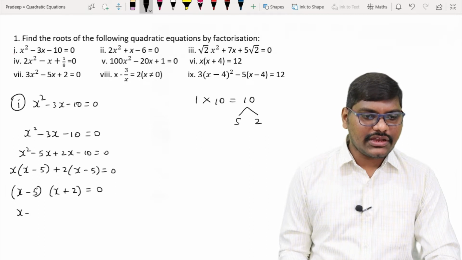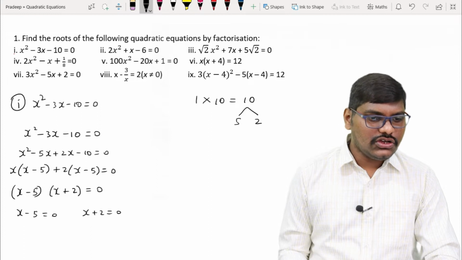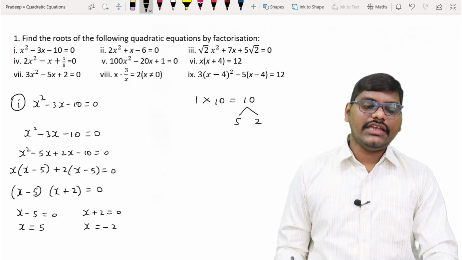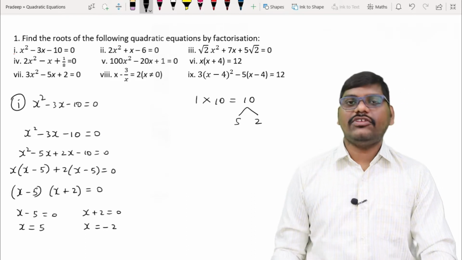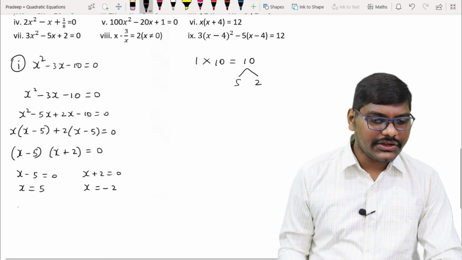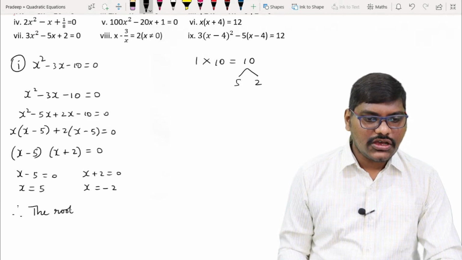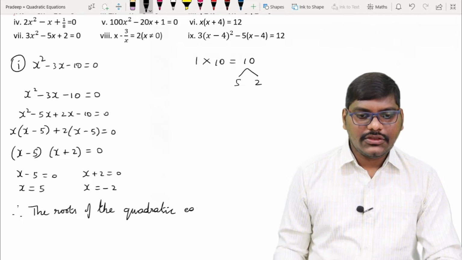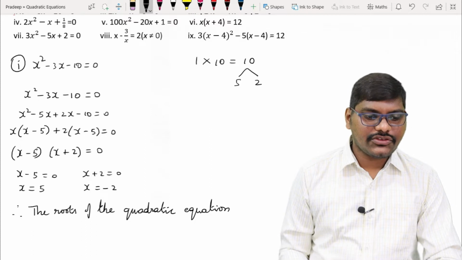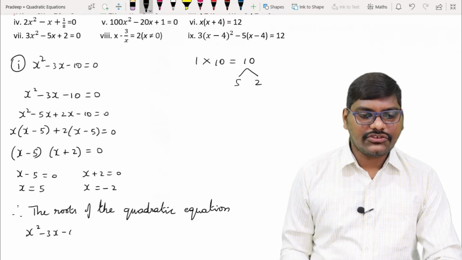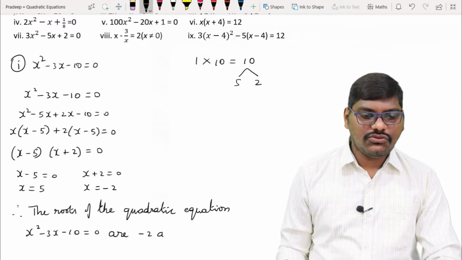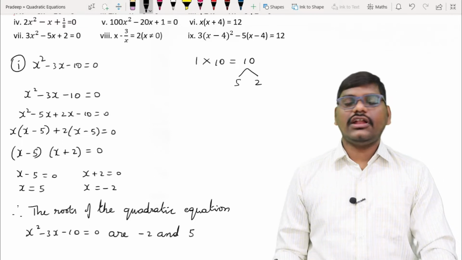If I take this separately, x minus 5 equal to 0, x plus 2 equal to 0. If I send this 5 to the other side, it becomes plus 5, and if I send 2 to the other side, it becomes minus 2. So the values we got are x equal to 5 and minus 2. These are the factors for the given equation. We'll write the conclusion here. Therefore the roots of the quadratic equation x power 2 minus 3x minus 10 equal to 0 are the two roots which we got, that is minus 2 and 5. So this is all about the very first question.